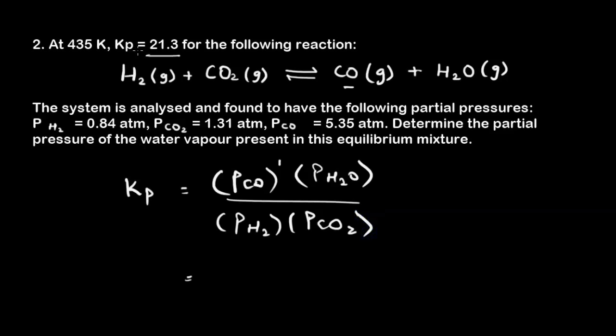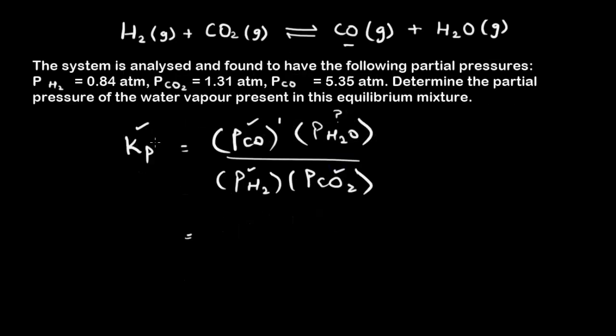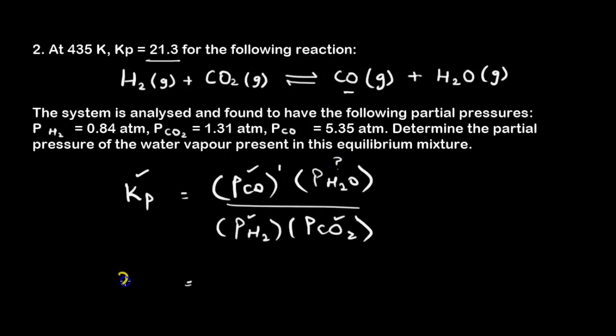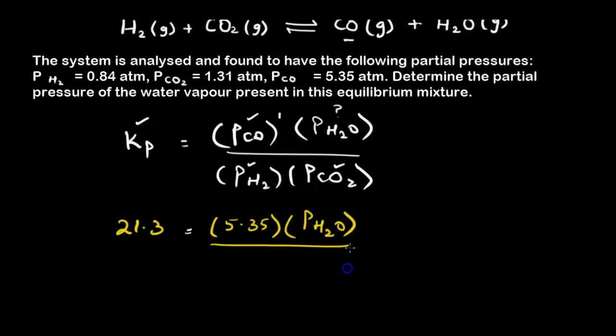Now let's see what we are given. We are given Kp, the partial pressure of hydrogen, the partial pressure of carbon dioxide, and the partial pressure of carbon monoxide, and we are required to find the partial pressure of water vapor. So we substitute all the values that we are given. Kp is 21.3, the partial pressure of carbon monoxide is 5.35 times the partial pressure of water, which is what we are looking for, divided by the partial pressure of hydrogen, 0.84, times the partial pressure of carbon dioxide, 1.31.